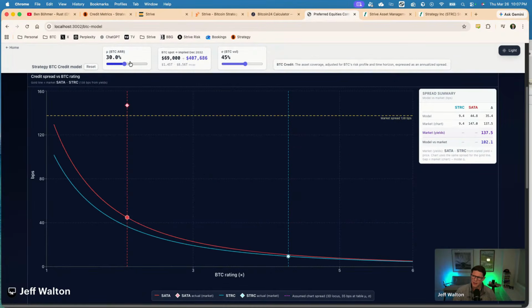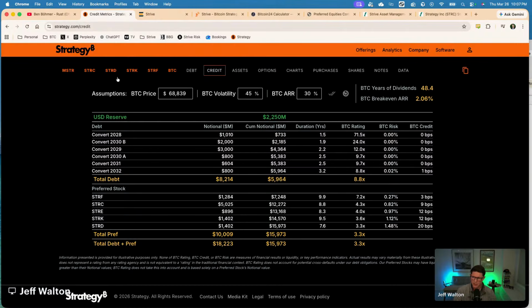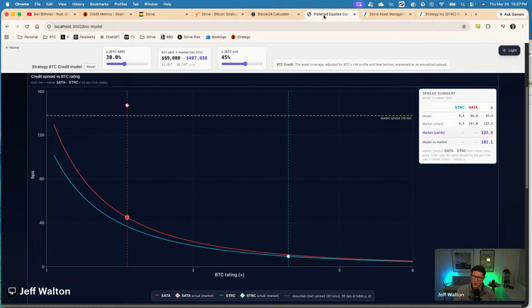So let's go back. The base assumption that we have in here is 30% BTC ARR and 45% BTC vol, which is the same base assumptions that are on the Strategy website. By 2032, the estimated Bitcoin price with a 30% ARR over that horizon would be 407,000, right? And I think that's the decision-making process here when trying to underwrite these particular variables, to look at these multiple different things here.